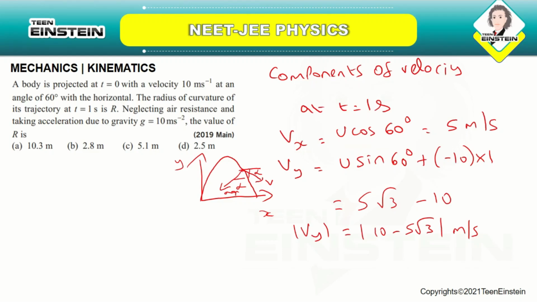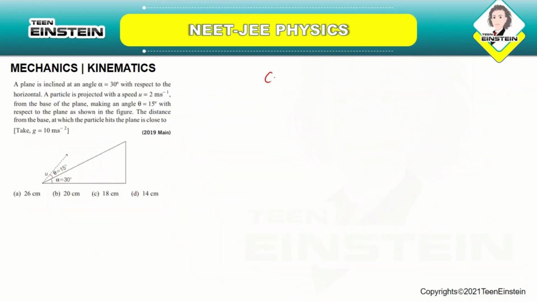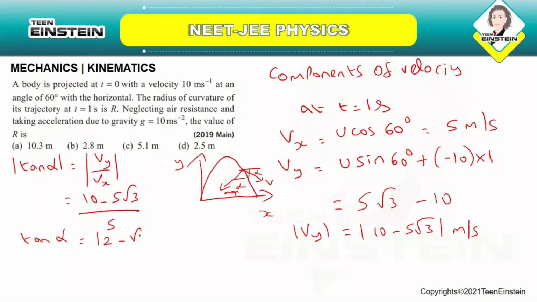First, modulus of tan alpha is equal to Vy by Vx, which is equal to (10 minus 5 root 3) by 5, or tan alpha is equal to 2 minus root 3. If you solve this, you will be getting alpha as 15 degree. Alpha is 15 degree.